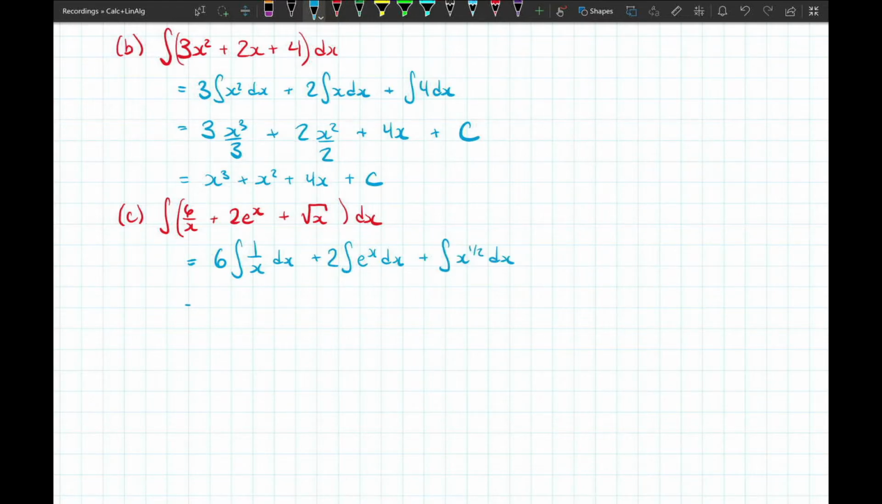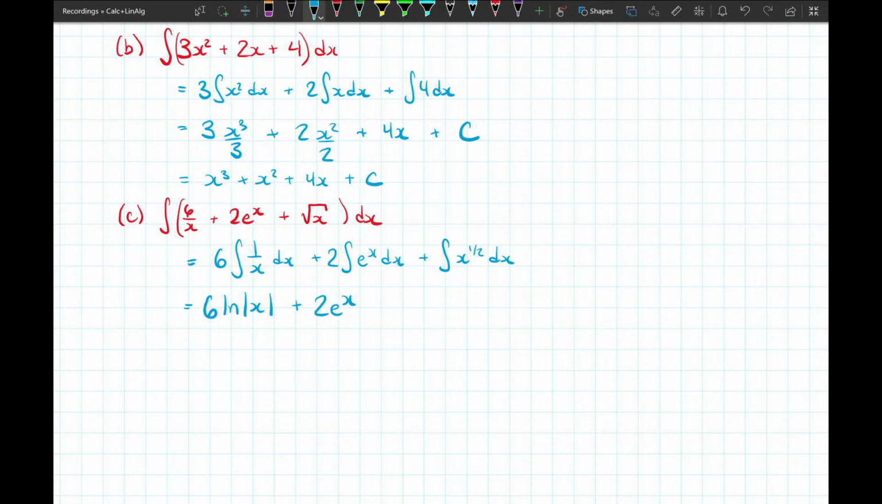And now, because we don't really know whether or not x is greater than 0 or less than 0, we simply know that x cannot equal 0 for the integrand to be defined in the first place. We should use the natural logarithm of the absolute value of x. And the antiderivative of e to the x is going to be one of our favorites here.